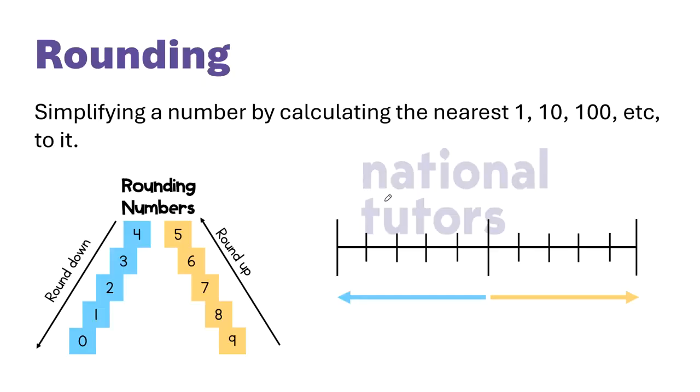What about 125? Now, if I was rounding to the nearest 10, I would round up to 130. However, if I was rounding to the nearest 100, I would round down to 100. Now, some of you might be thinking, but hang on, that number ends in a 5.